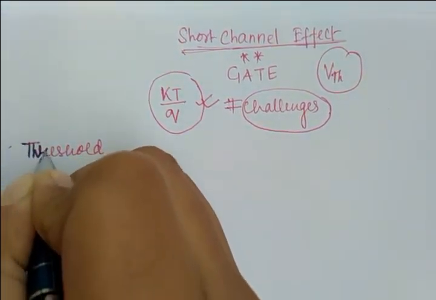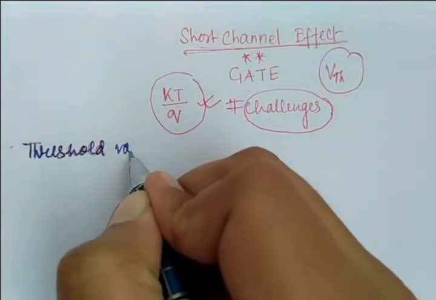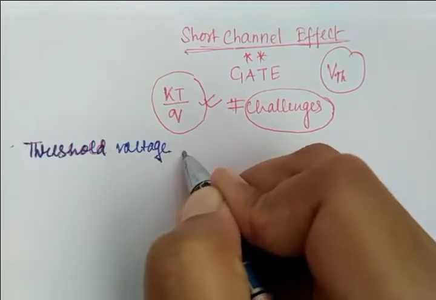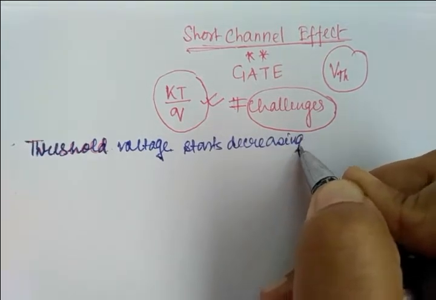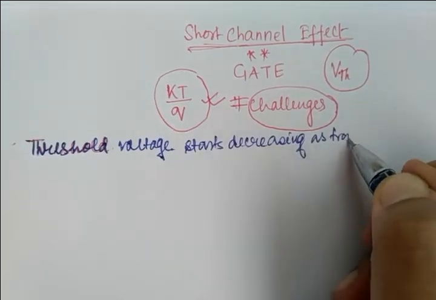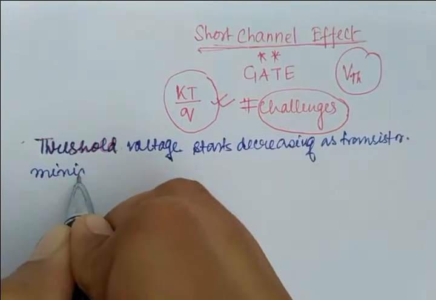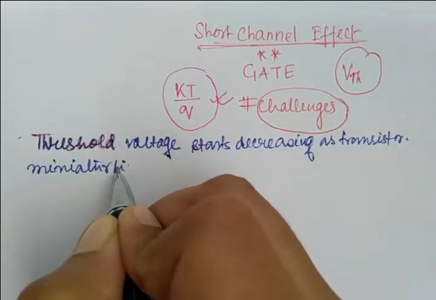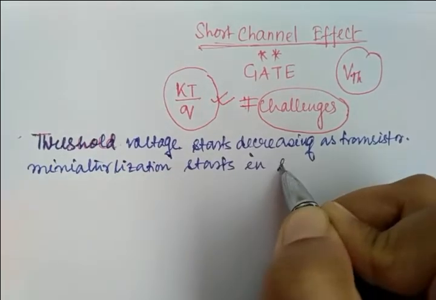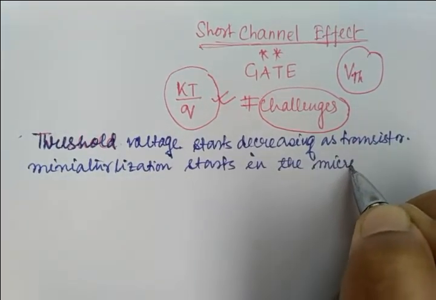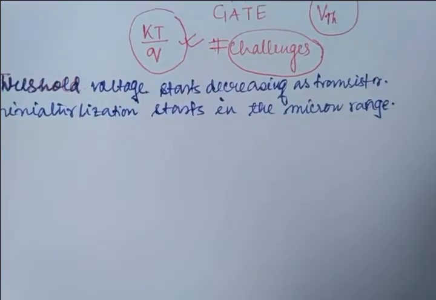The threshold voltage starts decreasing as transistor miniaturization starts in the micron range. Okay, got my point.